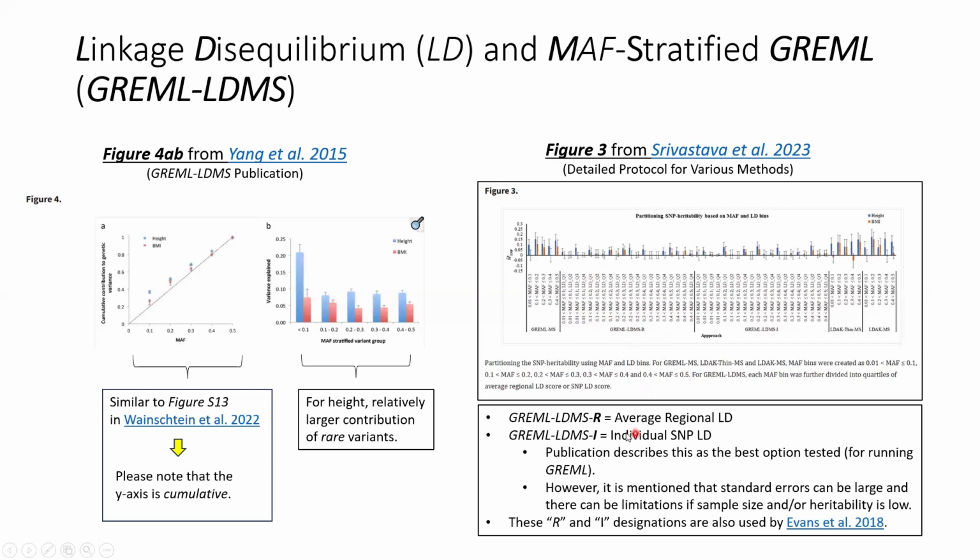The difference is supposed to be that for GREML-LDMS-R, there's supposed to be some sort of average regional LD that's been taken into consideration, versus GREML-LDMS-I, where the individual SNP linkage disequilibrium values will be taken into consideration.